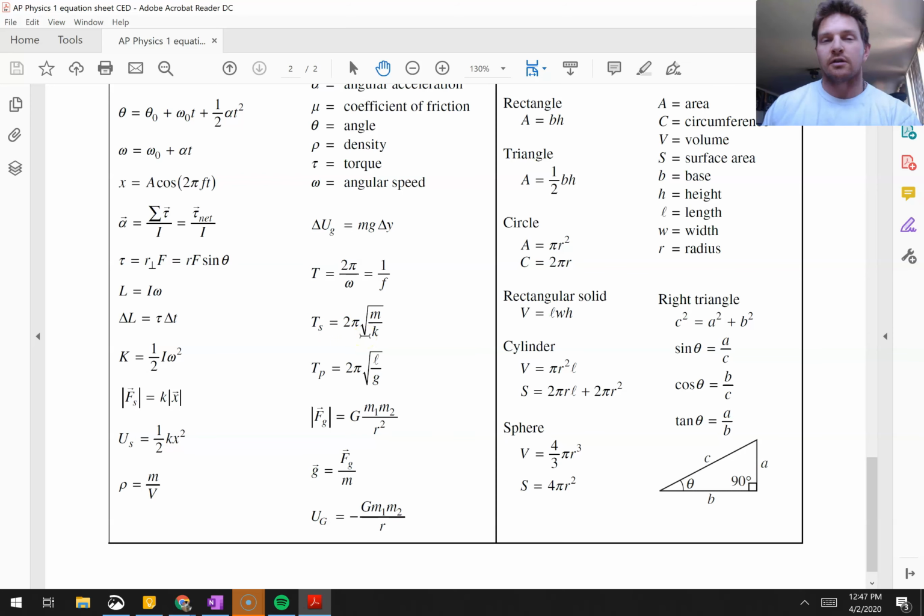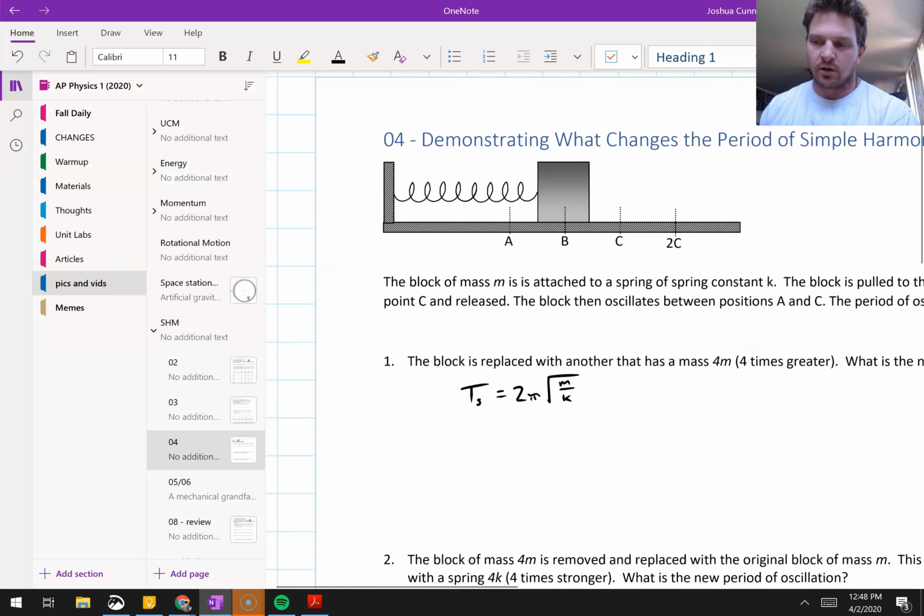So really there's only 3 different variables in that equation: period, mass, and spring constant. Those are the only 3 things that affect a horizontal spring oscillator or a vertical spring oscillator, right? Any type of oscillator that is attached with a spring. Alrighty, so let's go back to the problems.